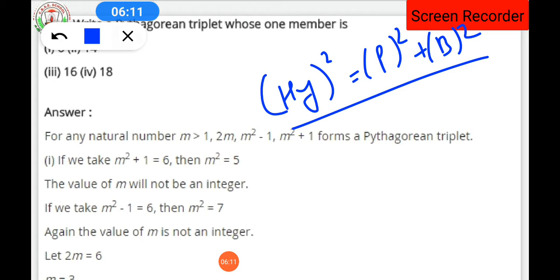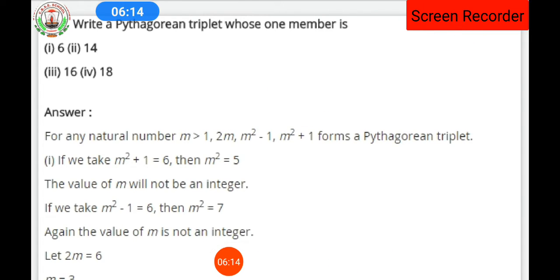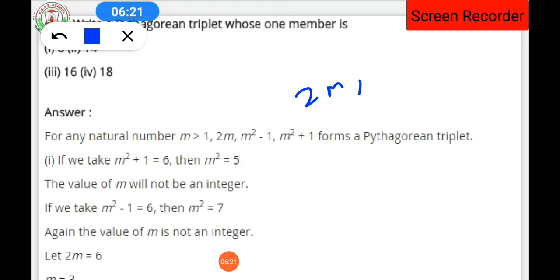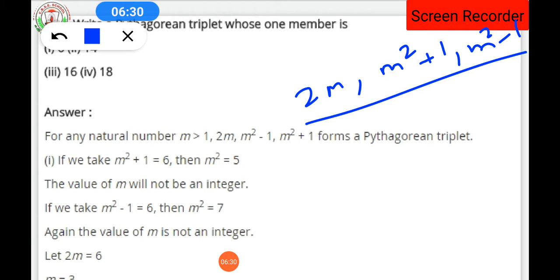Now dealing with the Pythagorean triplets, what are Pythagorean triplets? In Pythagorean triplets, 3 members are there. First member is 2m, second member is m square plus 1 and third member is m square minus 1. So these are the 3 members of the Pythagorean triplets. And in this question it is said that among these 3 members, one of the members is given as 6, 14, 16 and 18. Among these 3 members, one member is being given, the rest 2 members you have to find.